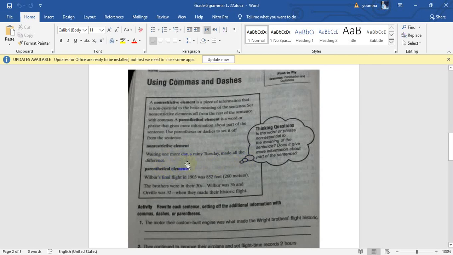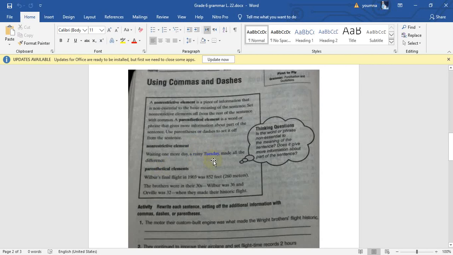So here, when can we put the commas? Okay, it means that you can put these group of words away. So we can cancel them and say, waiting one more day made all the difference. Okay, so no need to it. You can cancel it. So like that we can put it between two commas.